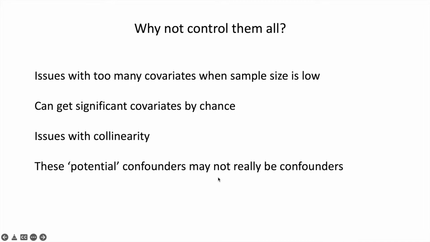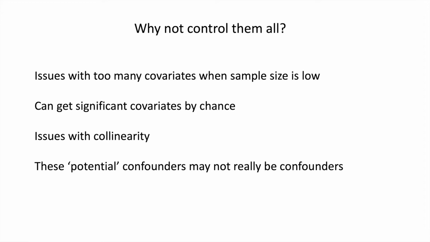So once you have this list, it might be pretty massive. You might be wondering, why don't we just control for them all? It can be an issue if there's too many confounders and a low sample size. Depending on the model you choose, it might not be able to converge, or it might give really unstable estimates. You can get significant covariates by chance, so you might find some of these relationships are significant because the more relationships you have in a model, the more likely you are to find something by chance, something called multiple comparisons. And there might be issues with collinearity if a lot of these confounders are contributing the same information.